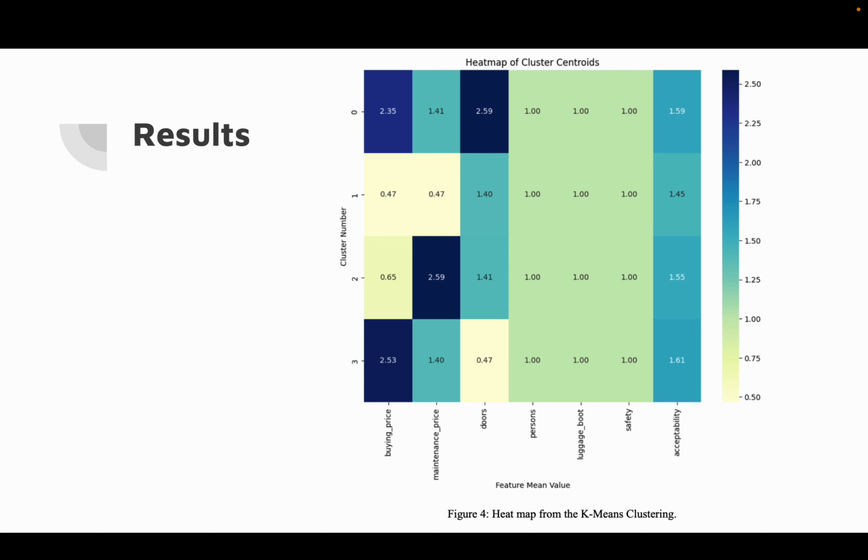So what we can see is that if it's a high number, it means that, for example, in cluster 0, we see a 2.35 in buying price, which means the buying price is a little bit high. And in cluster number 1, we see a 0.47 for buying price, which means the buying price is very low.